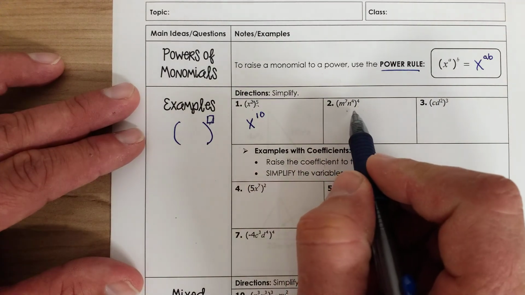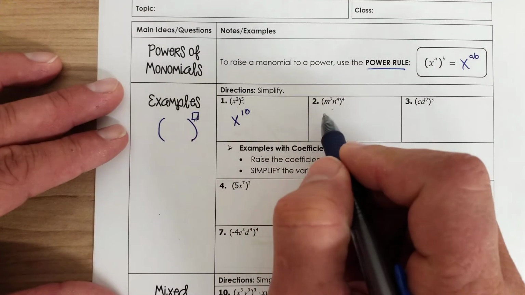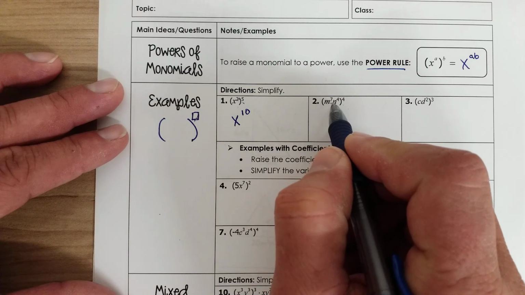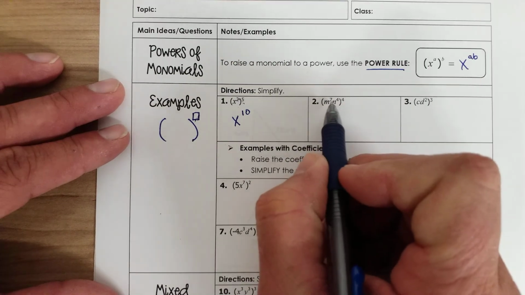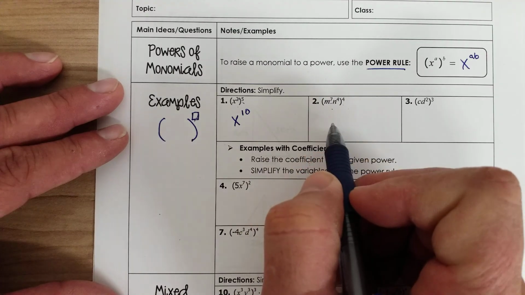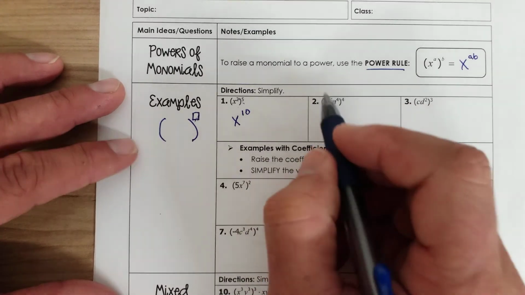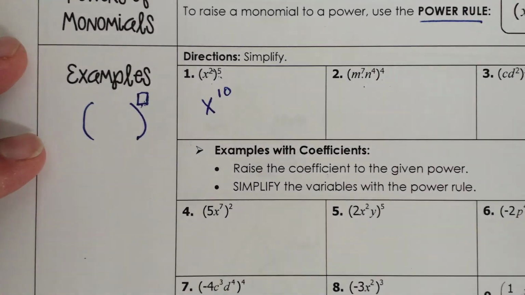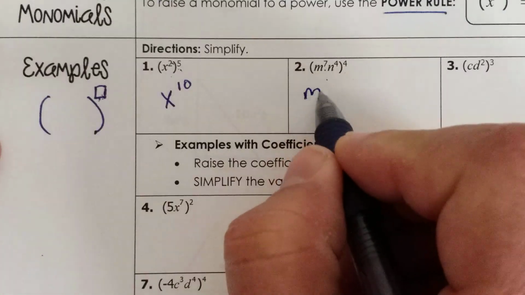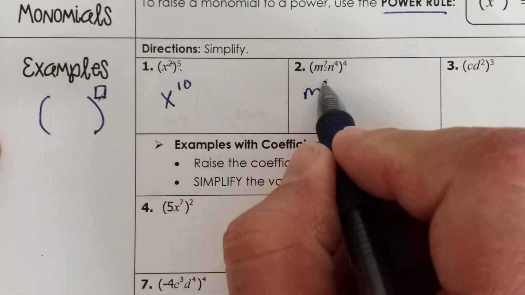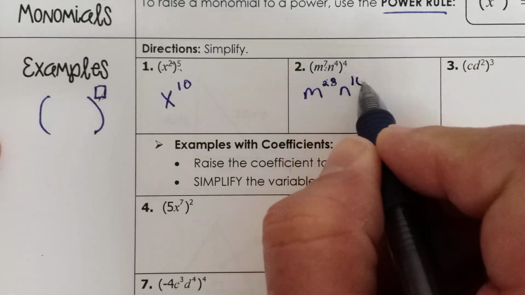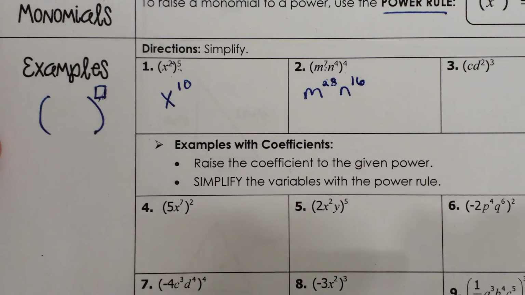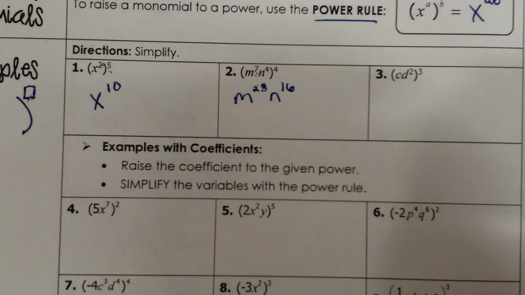Here, you've got two different variables, so you do them individually. So the m to the 7th, n to the 4th, all to the 4th power, you're going to multiply the exponents on the inside times the 4 on the outside, but individually. So we'll do the m first. So this will become m to the 7 times 4 is 28. And n to the 4 times 4 is 16. So you get m to the 28th, n to the 16th.